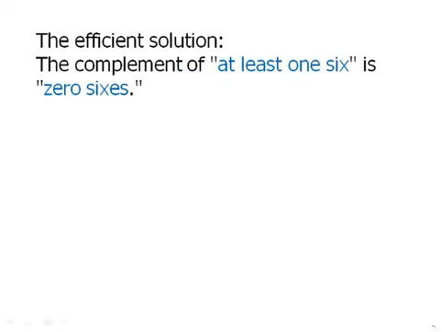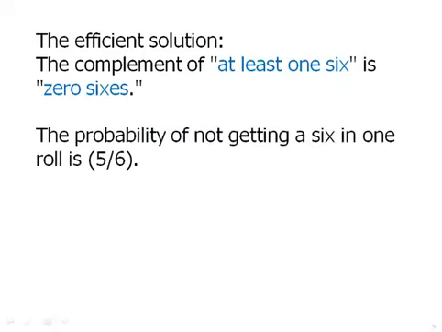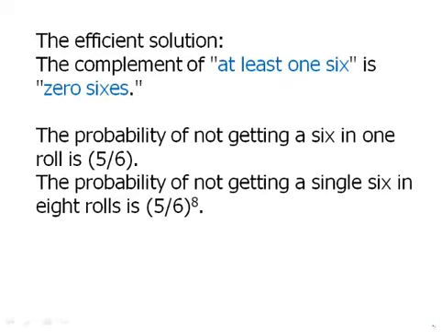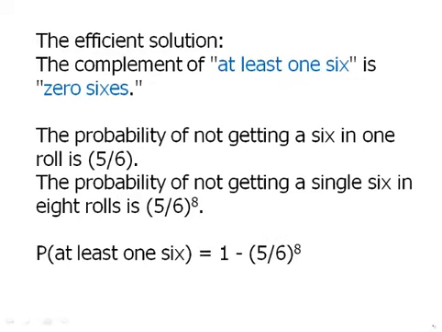So here's the shortcut. The efficient solution: the complement of at least 1 six is 0 sixes. Well, let's think about this. The probability of not getting a 6 on one roll is 5 over 6. The probability of that happening, of not getting a 6 eight times, is 5/6 to the 8th. And so the probability is 1 minus 5/6 to the 8th.